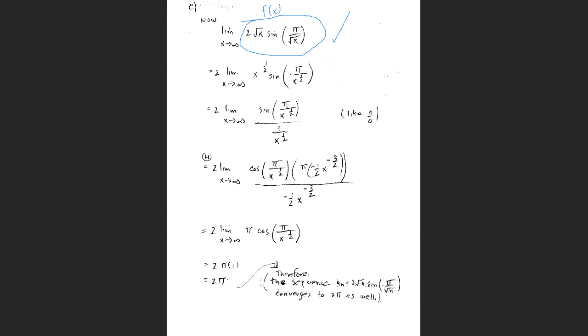So what I do is I rewrite the function. First of all, I write the square root of x as x to the half, and then I write the function this way. Okay, I write the function that way. So it's like multiplying the function by x to the negative half over x to the negative half.